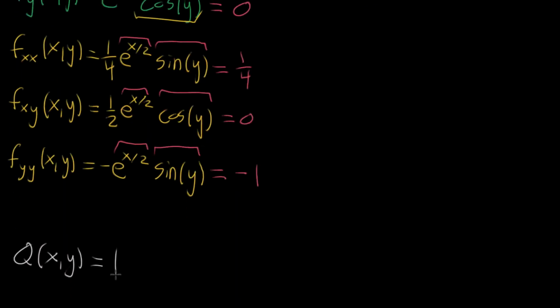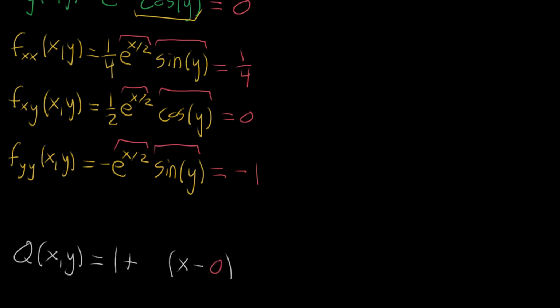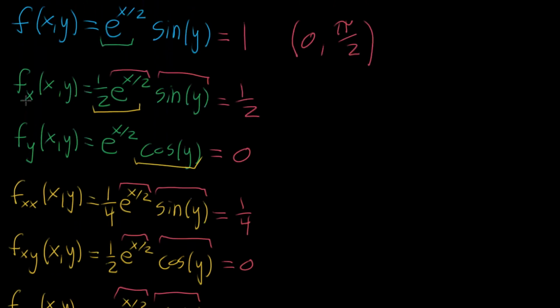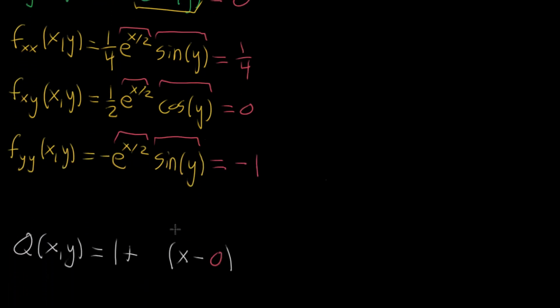I'm going to have to do a lot of scrolling back and forth here. There's a lot of text to deal with. And the next thing is going to be something times x minus 0, the x coordinate of our specified point. And that something is the first derivative with respect to x. So that's going to be 1/2. So come back down here, we've got 1/2.